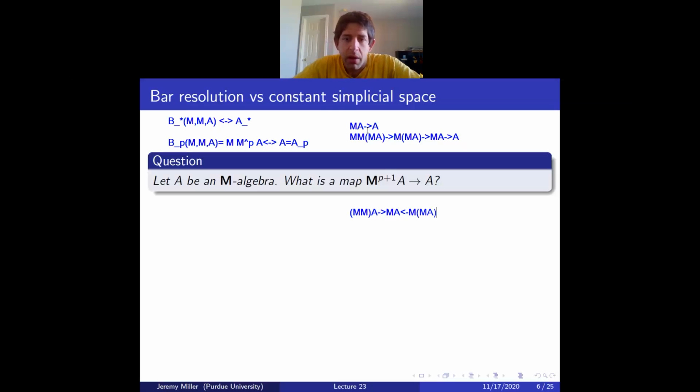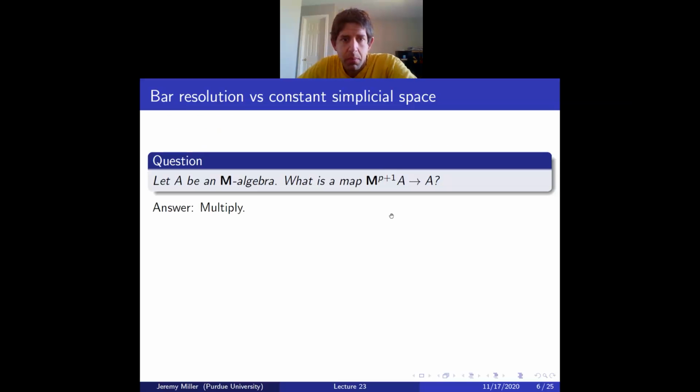Okay. So being an M algebra gives us one of these maps that we wanted. We're trying to construct maps in each direction and then prove that the compositions are homotopic equivalences on geometric realizations. So the answer is just multiply, and you can either use the fact that A is an algebra, or you can also use that M is a monad.